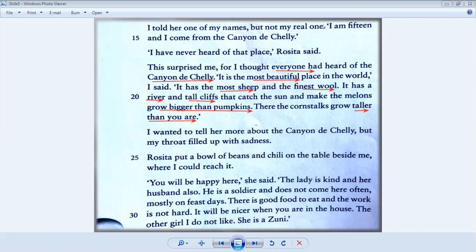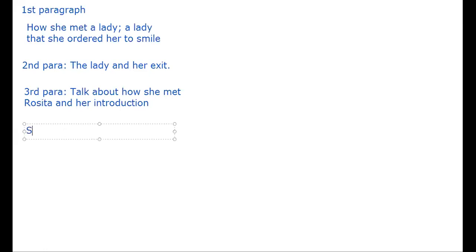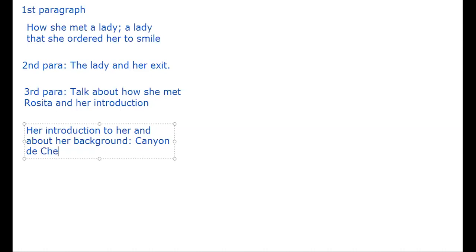So what is this part about? What is our third part about? This part was talking about how she introduced the place where she comes from. Her introduction to her and about her background. What was the name of the background? The background in the place. Kenindish Chile. Okay, this is the background of her, right? And then?